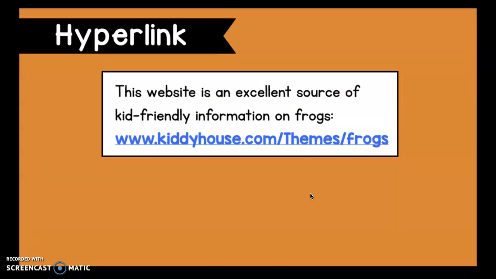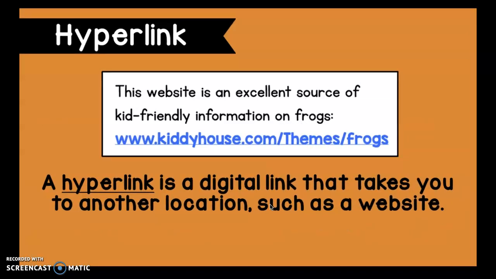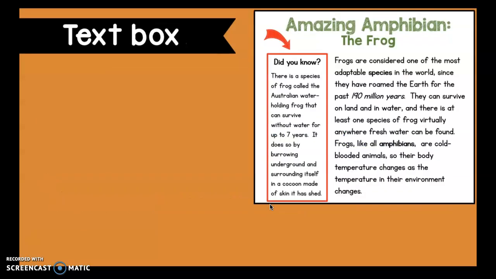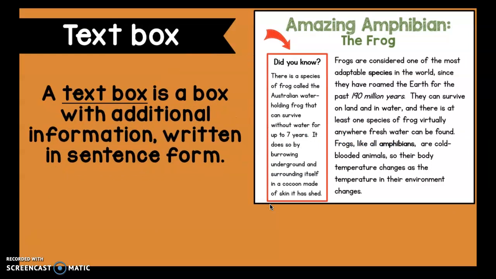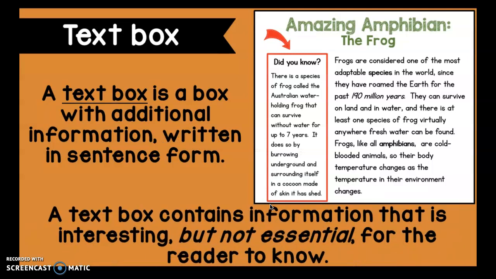The next one we're going to talk about is a hyperlink, and you guys have used these several times before. So this is a hyperlink. You can click on this hyperlink right here, and it'll take you to the website. Someone will put a hyperlink in so you'll be able to go to a source. A hyperlink is a digital link that takes you to another location, such as a website. Here's a text box. Sometimes you will find a text box in your readings. A text box is a box with additional information written in sentence form. A text box contains information that is interesting but not essential for the reader to know.